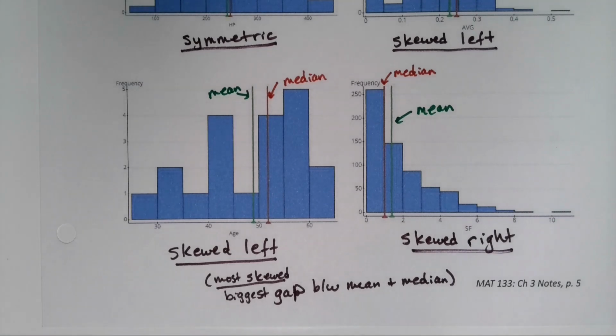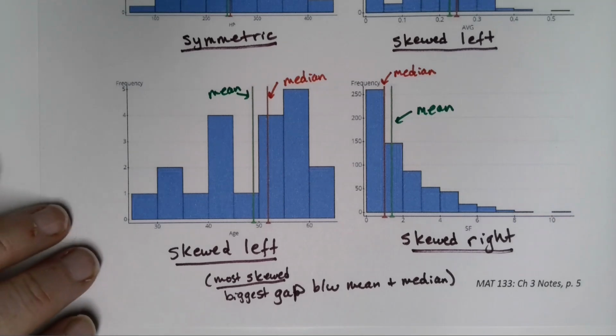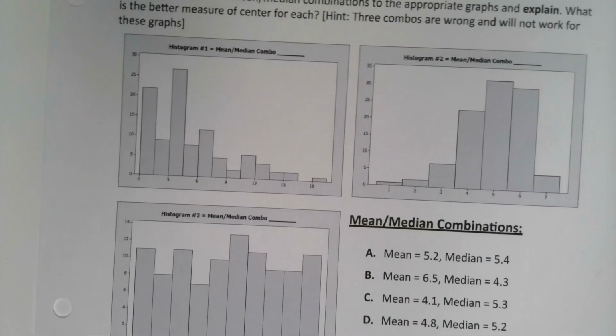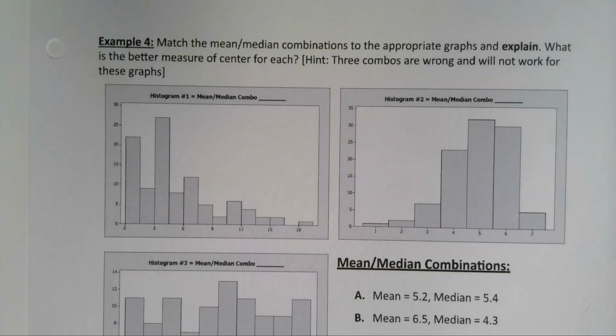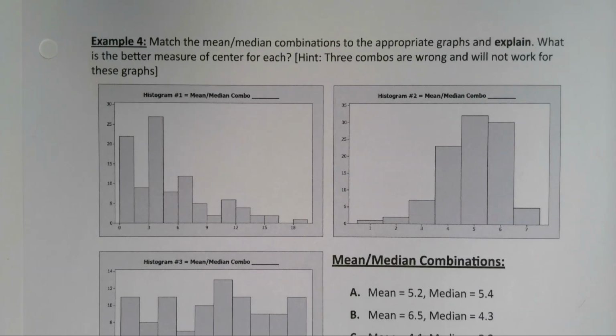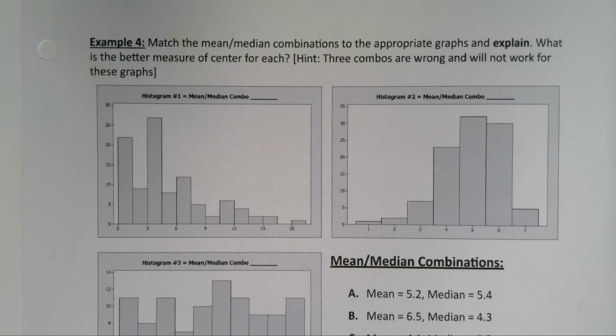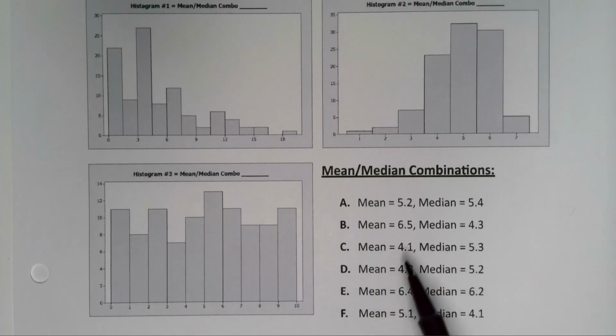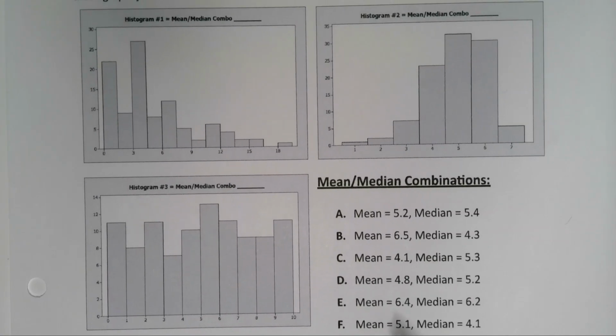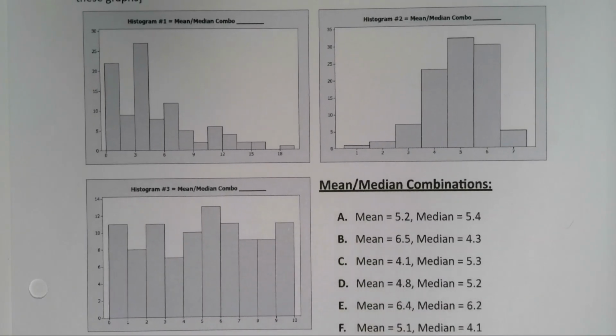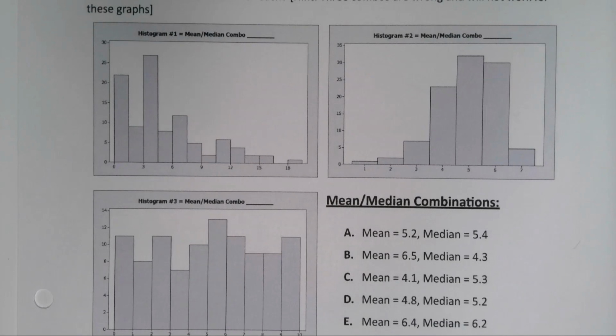Okay, so now let's look at another problem with some histograms. So we're going to match the mean and median combinations to the appropriate graphs and explain what's the best measure of center for each. Right, hint, hint, hint. Okay, so 3 of the combos obviously will not work, right? Because there's 6 number combos here. So 3 of them are not going to work. Only 3 of them will, because there's only 3 graphs.